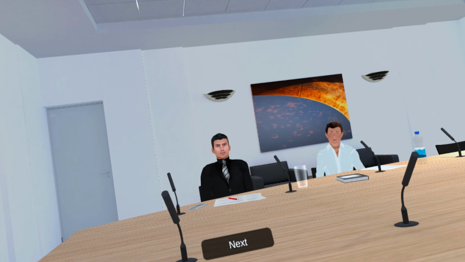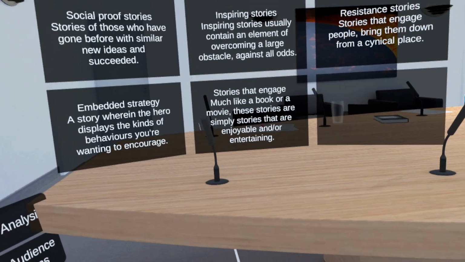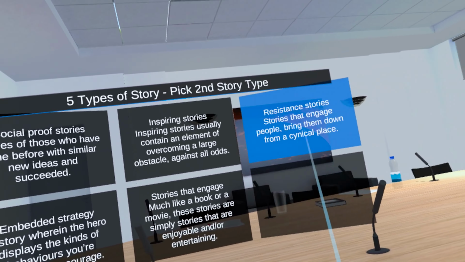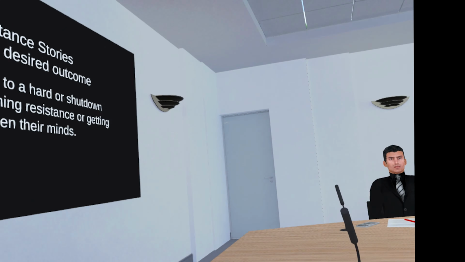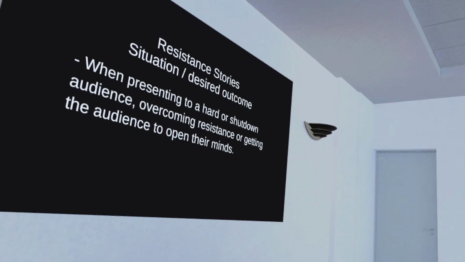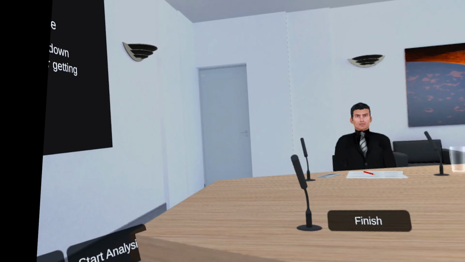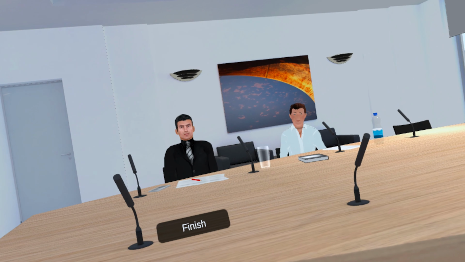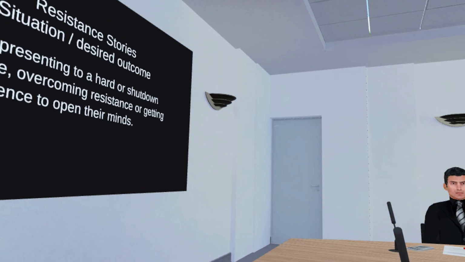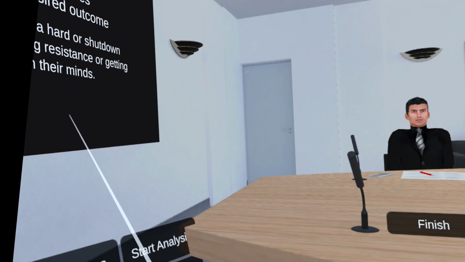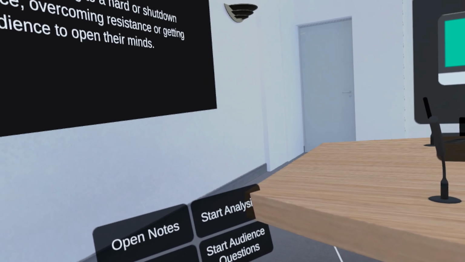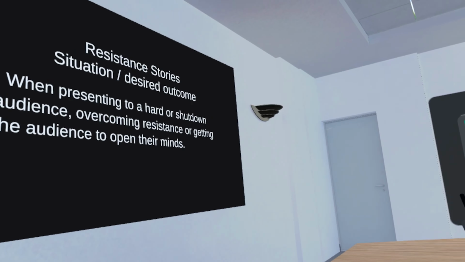I'm going to say inspiring. Pick second story type. Persistence. Oh, so this is when I do that here. So I guess it doesn't have a timer in here. The timer would be nice. And it would have been nice if they gave a little bit of context. So I guess in here I'm supposed to be taking a minute or two telling a resistance story or whatever the first one was that I chose. Okay. So very good.